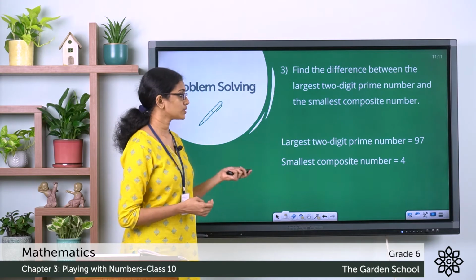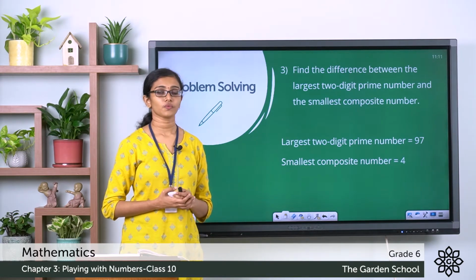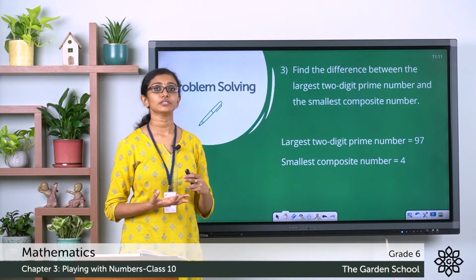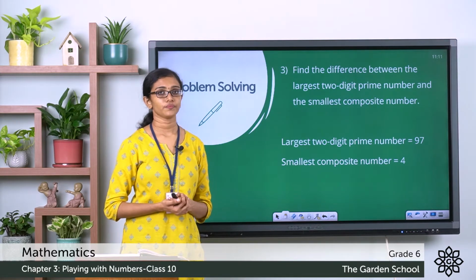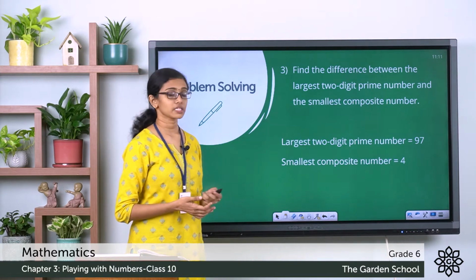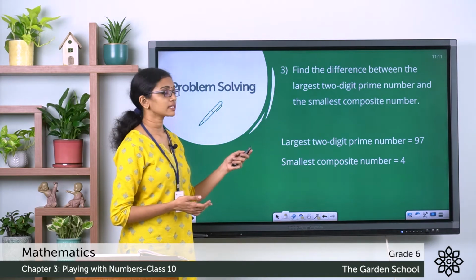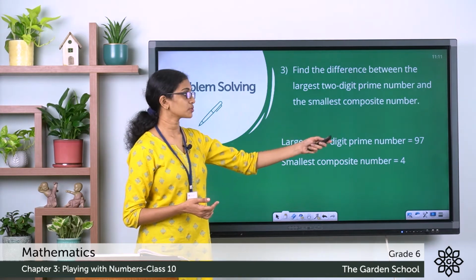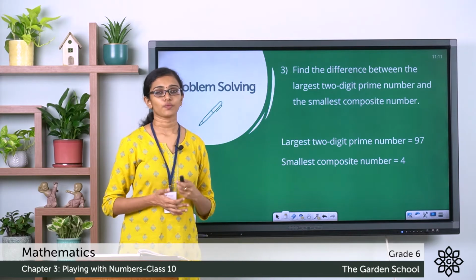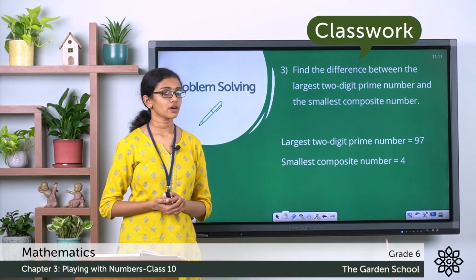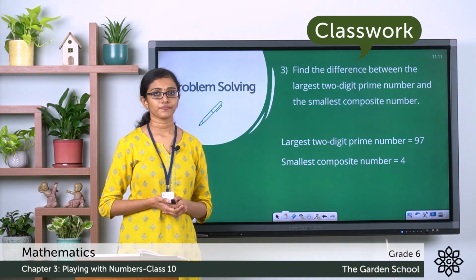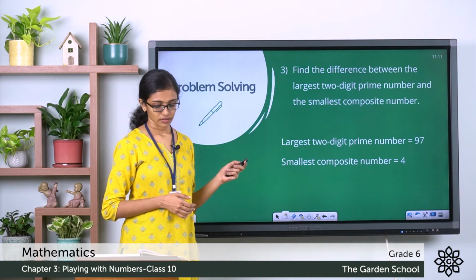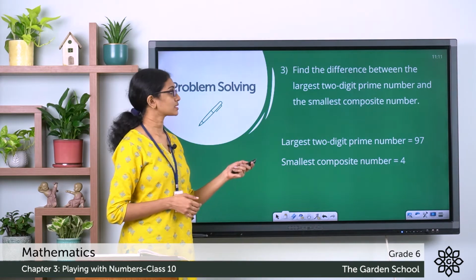Now, which is the smallest composite number? It is equal to 4. 4 has got the factors 1, 2 and 4. So the smallest composite number is 4. So when you find the difference, you have to find the difference between 97 and 4. You can write down the answer in your notebook. Now, let's see the fourth question.